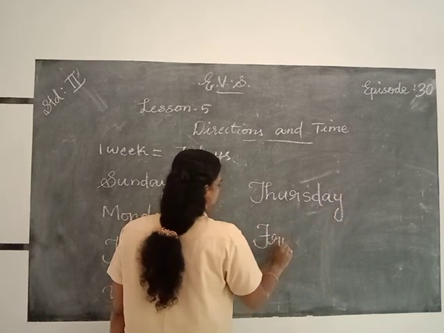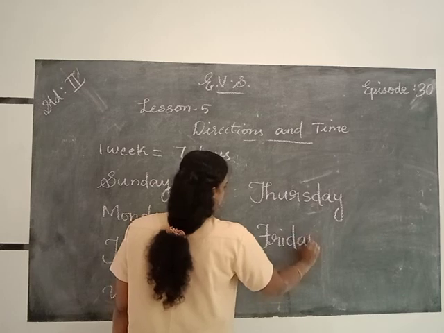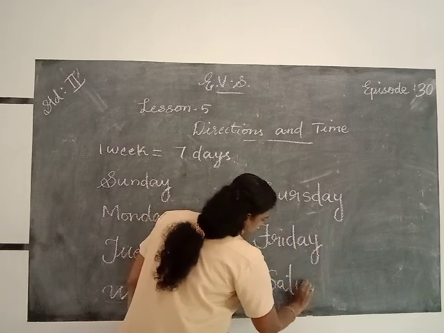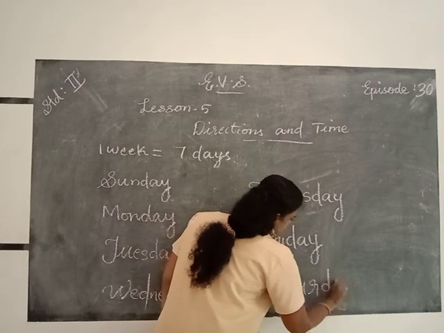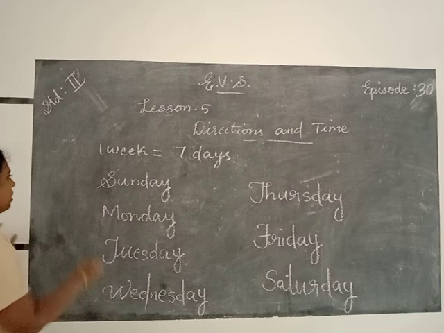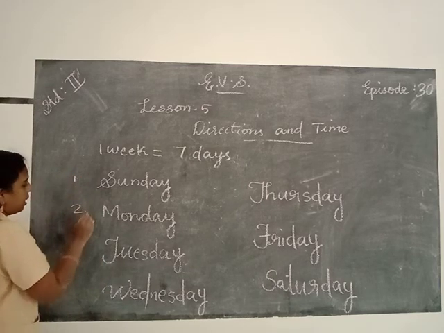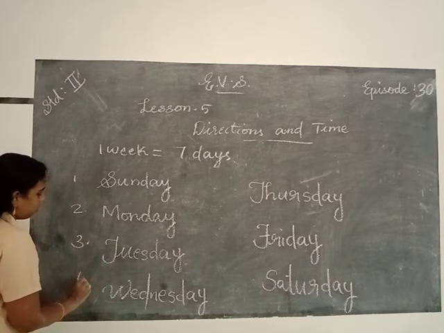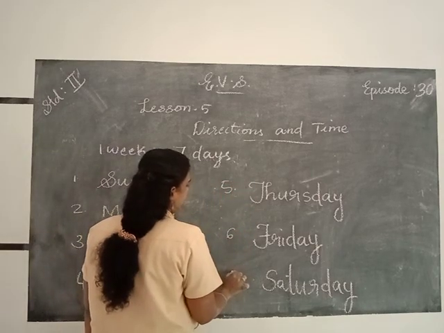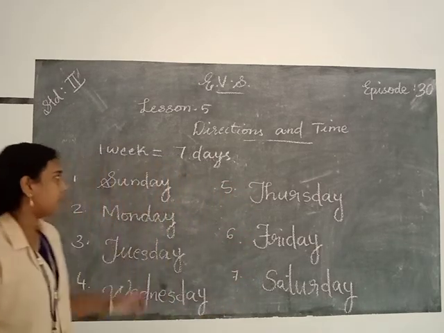Friday. F-R-I-D-A-Y. Friday. And Saturday. S-A-T-U-R-D-A-Y. Saturday. So these are the 7 days in a week. Sunday, Monday, Tuesday, Wednesday, Thursday, Friday, and Saturday.